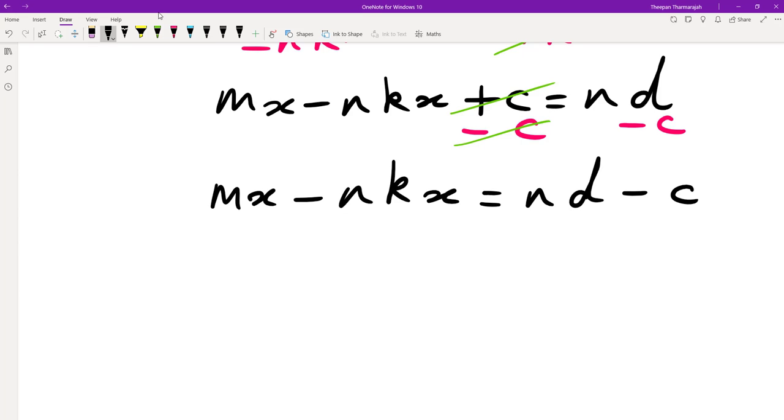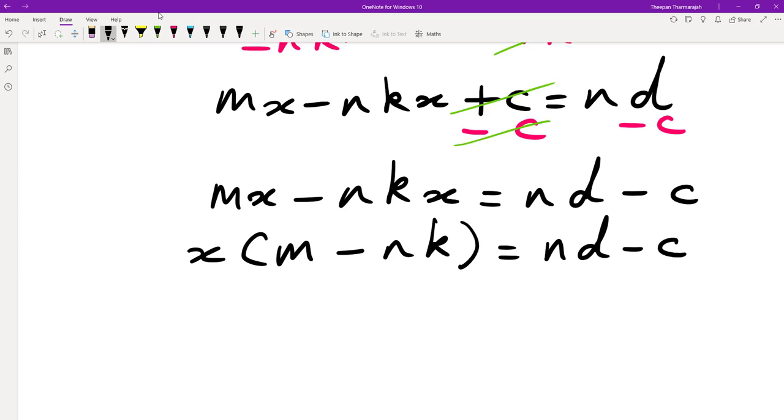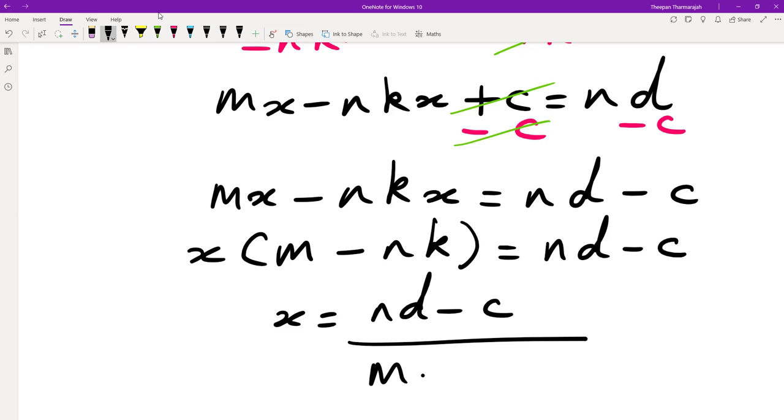Then what we're going to do here at this stage is factorize x out. So we get x times m minus nk equals nd minus c. So now what I'm going to do is to divide it. So x equals nd minus c over m minus nk.